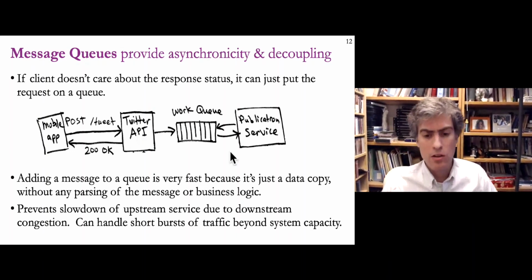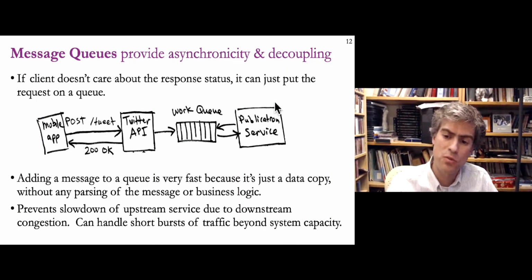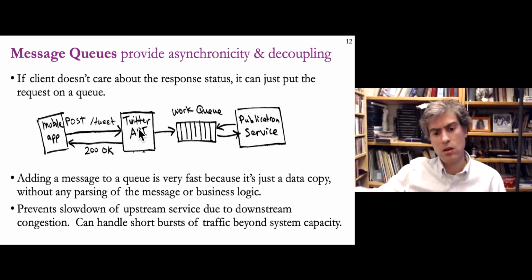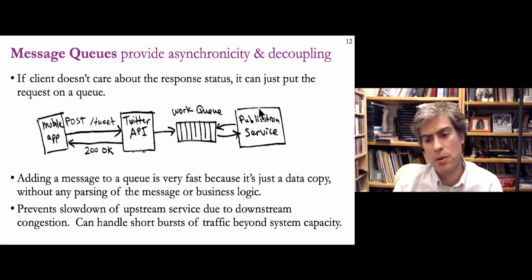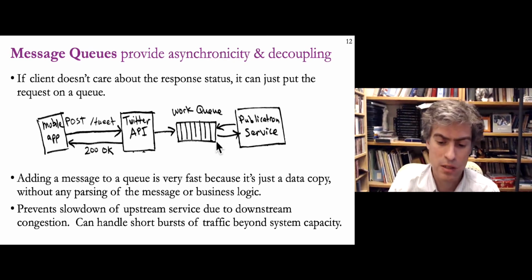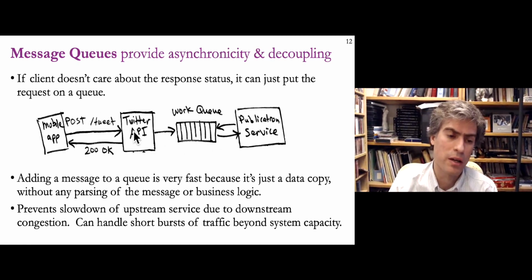It also allows us to smooth out the work that this publication service has to do. If we think of this as one machine, we can keep it busier if we have a queue that allows work to pile up when this system is busy. When traffic goes up and down, we can smooth it out and work at 100% capacity if there's a queue to store the messages when the system is at its busiest. So we can handle short bursts of traffic beyond the system capacity by just queuing up that work, as long as eventually the request rate declines.